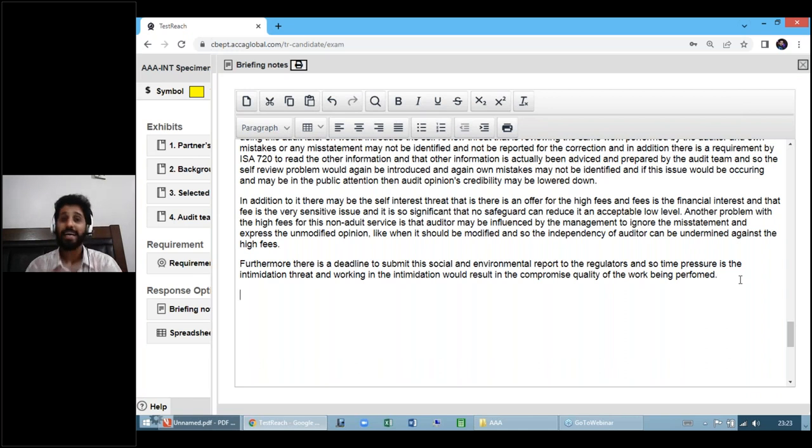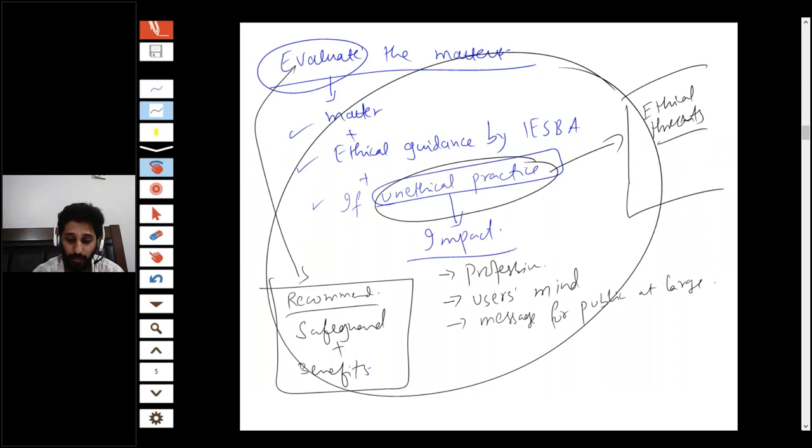One more important thing is that this is not the work of the taxation service. This is the work of professionalism as well. And while writing this, come on, one more thing.